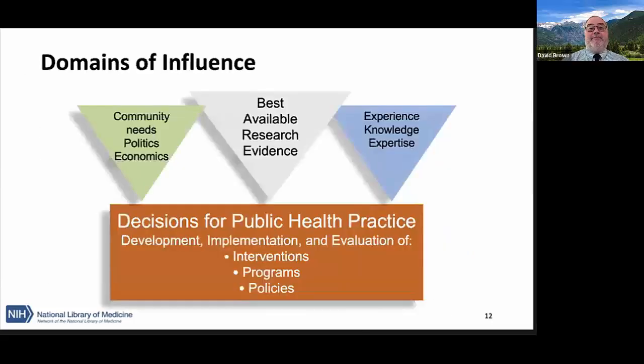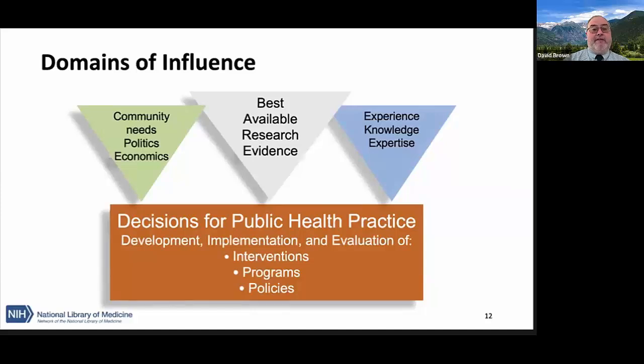So now we're getting to the meat and potatoes of this presentation. We're really going to start talking about what our domains of influence are. The first is the community needs, the politics, and the economics. So again, this is where our community needs assessment comes in. What does the community need? What are the politics in the community? What is the economic status? Can we do things, or can we not do things because we have or don't have resources? Figuring out and understanding what's there.